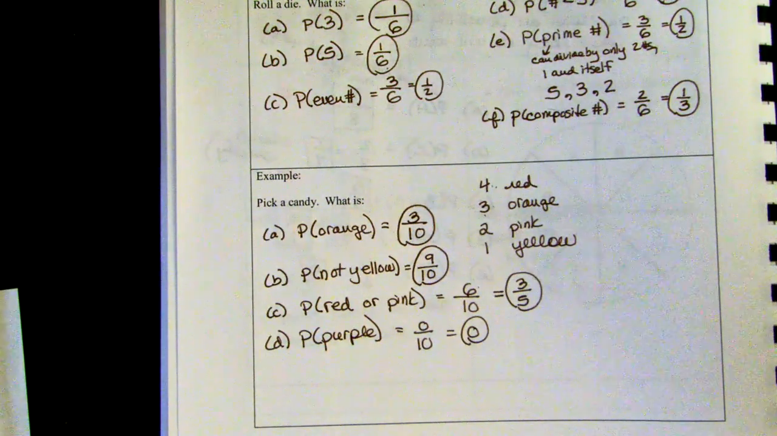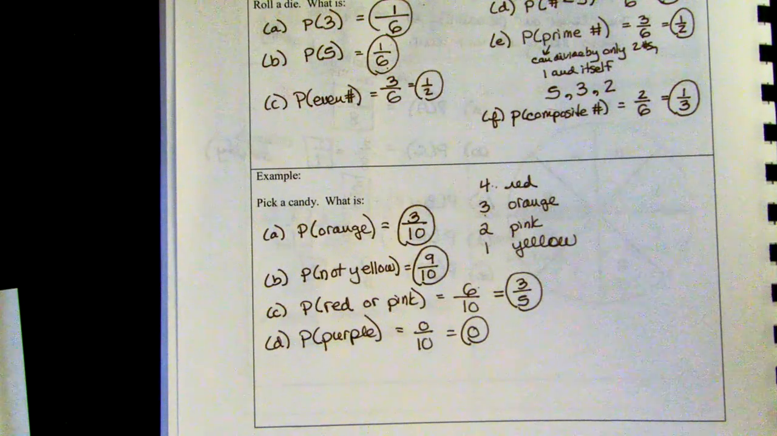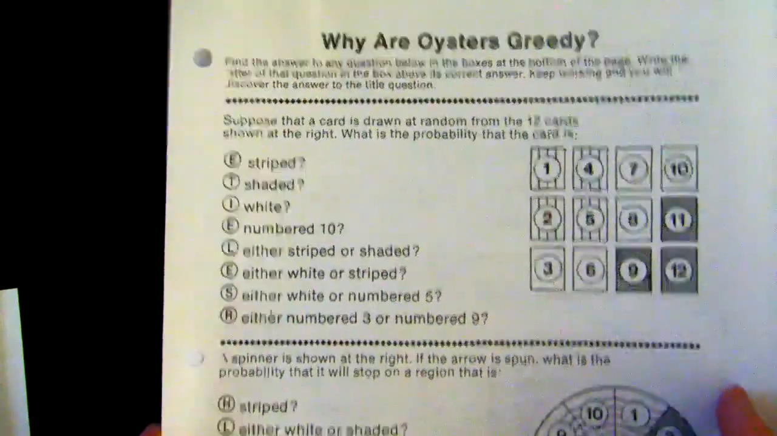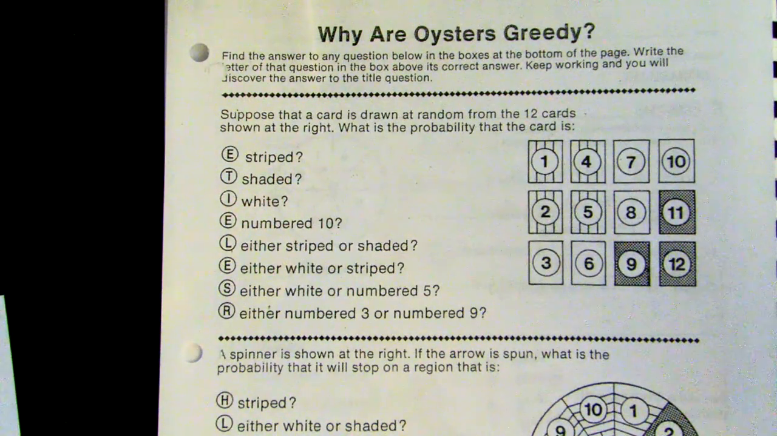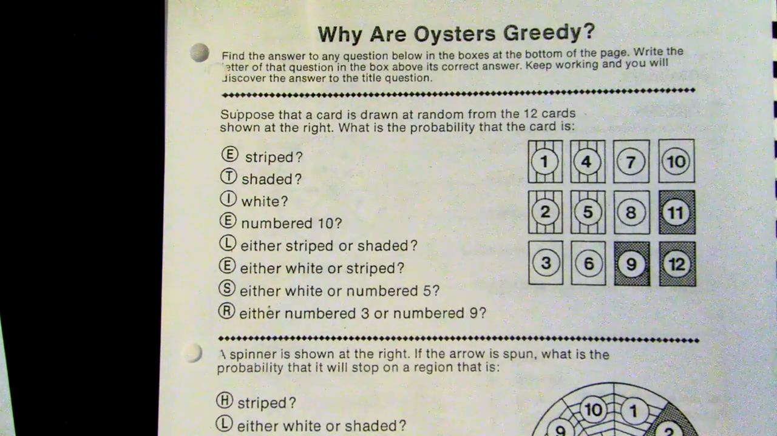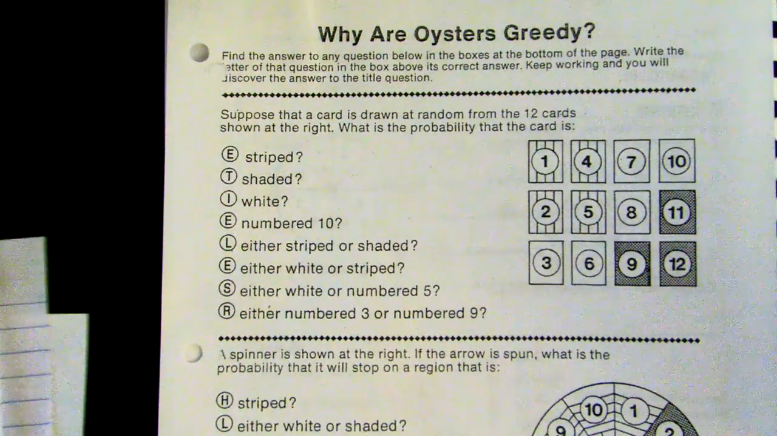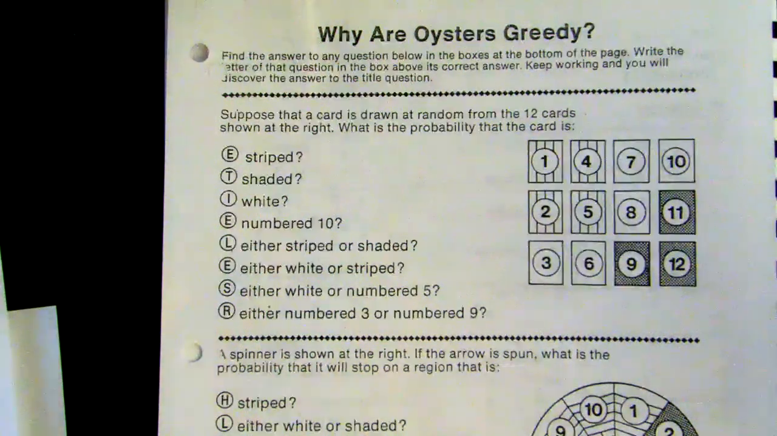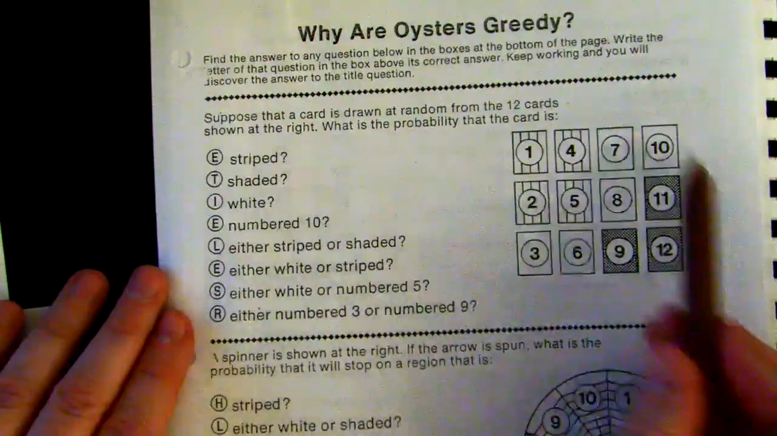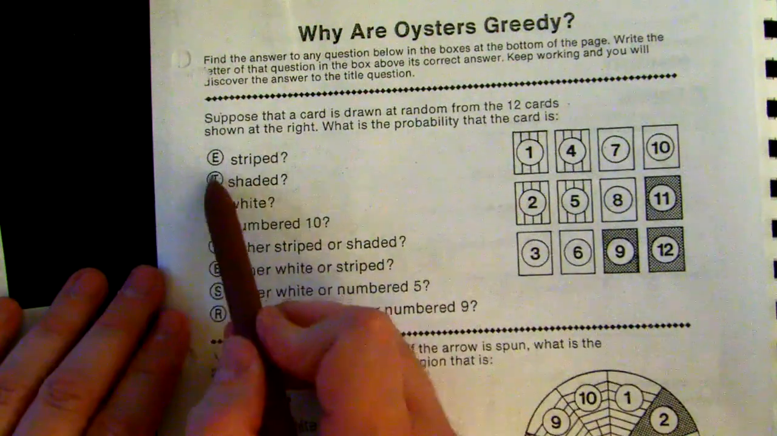We're going to do a little bit of practice. Please take out that sheet that asks, why are oysters greedy? And we're going to find a couple probabilities. Actually, I'm basically just going to call out a letter, and you're going to go do it. Take a look at the cards over here, and go do letter E.